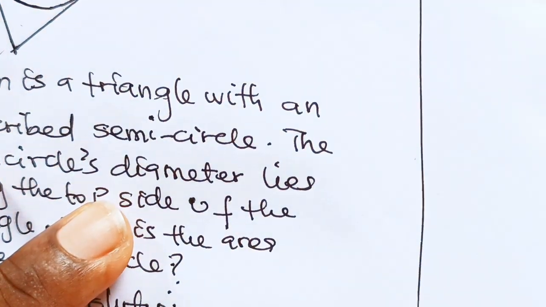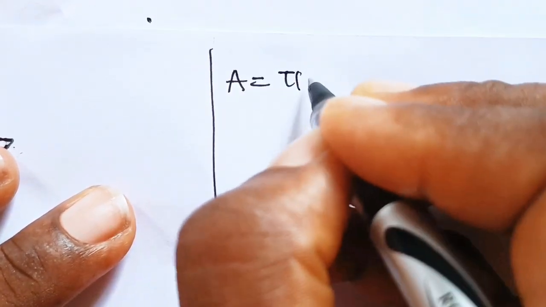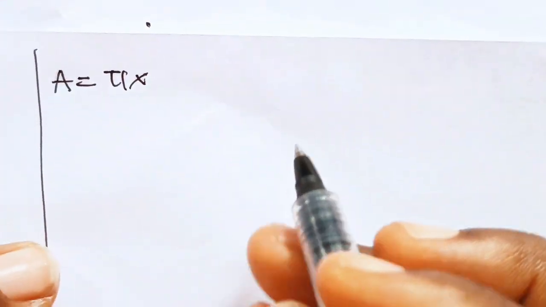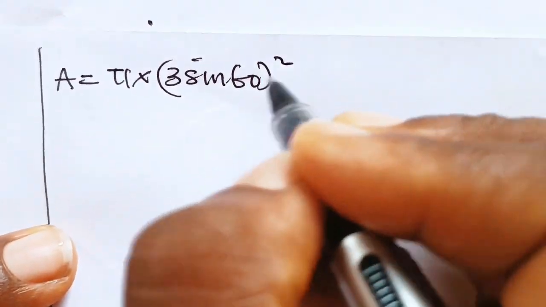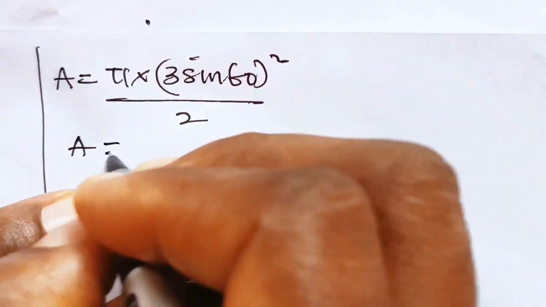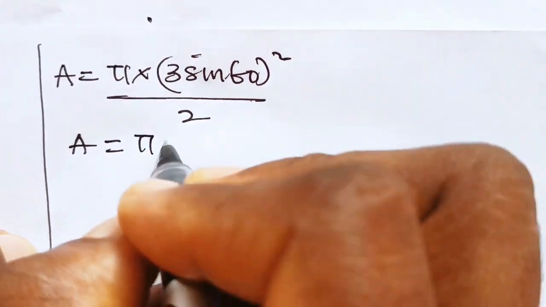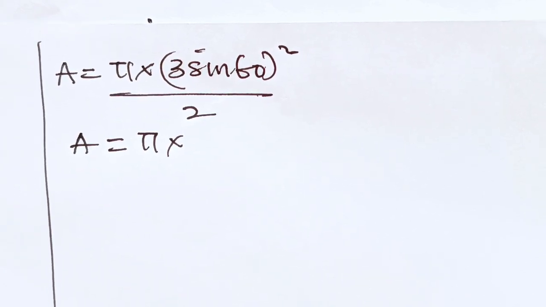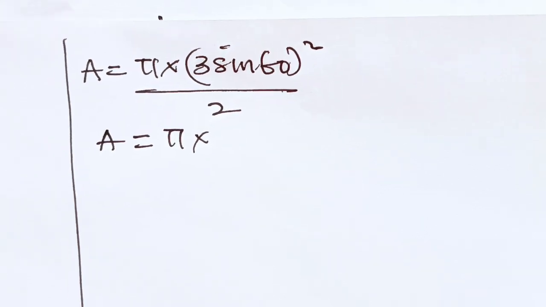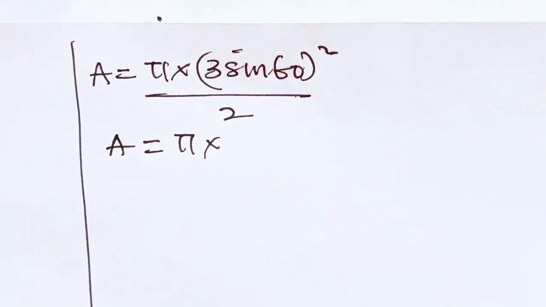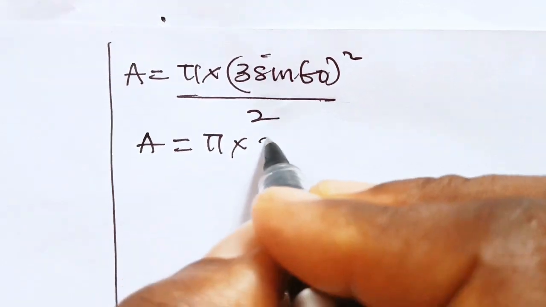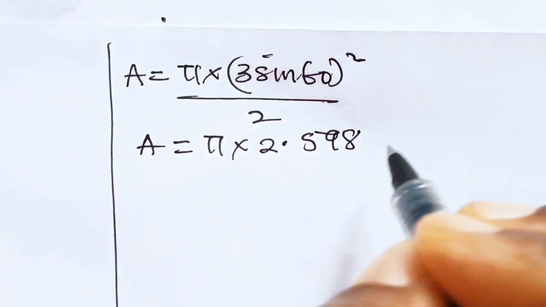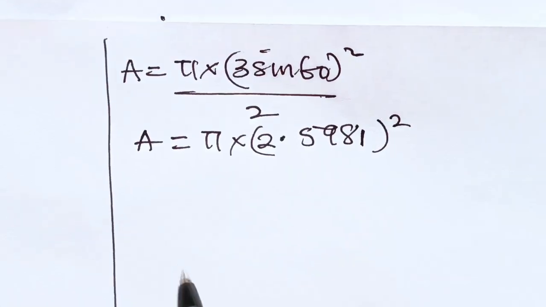So that means that we can write area to be equal to pi multiplied by our r, which is 3 sine 60 degrees, squared, divided by 2. So area then is equal to pi times. Now let us solve. What is 3 sine 60? I'm pressing my calculator. 3 sine 60 will give you 2.5981 approximately to 4 decimal places.